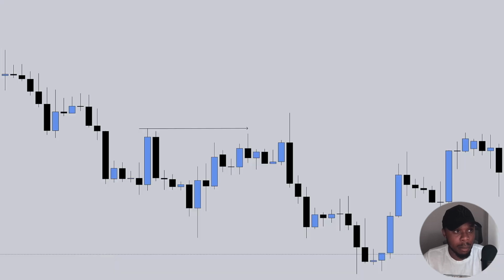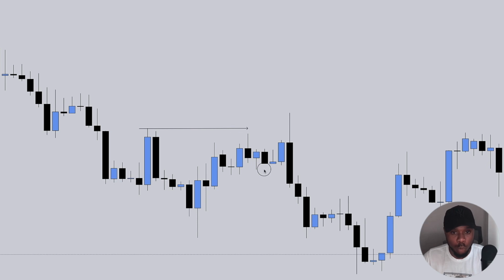So from this high, I'm going to quickly change this to the arrows. So from this high over here to this one over here is technically equal highs. So let me quickly just bring that down a bit. You can see here, okay, technically it's relative equal highs. Like I said, they do not have to be perfect.